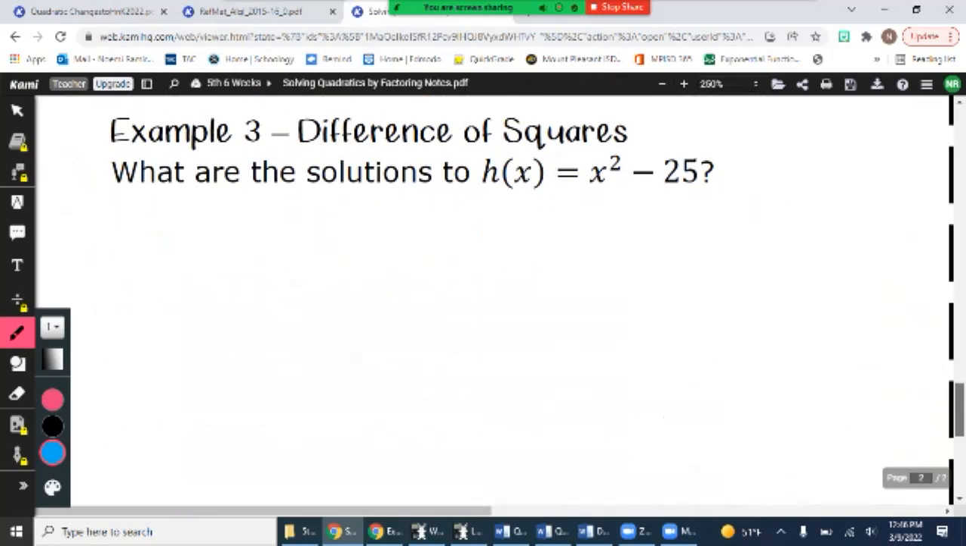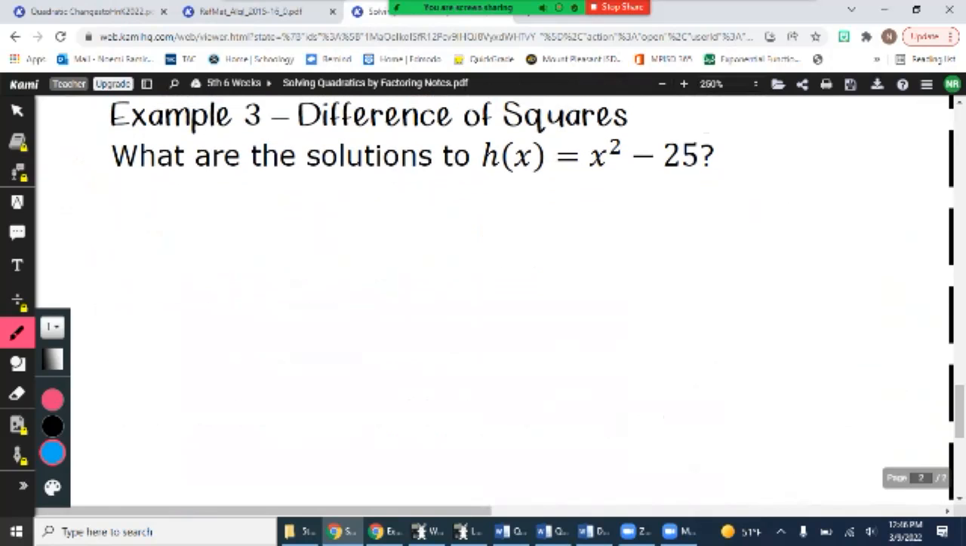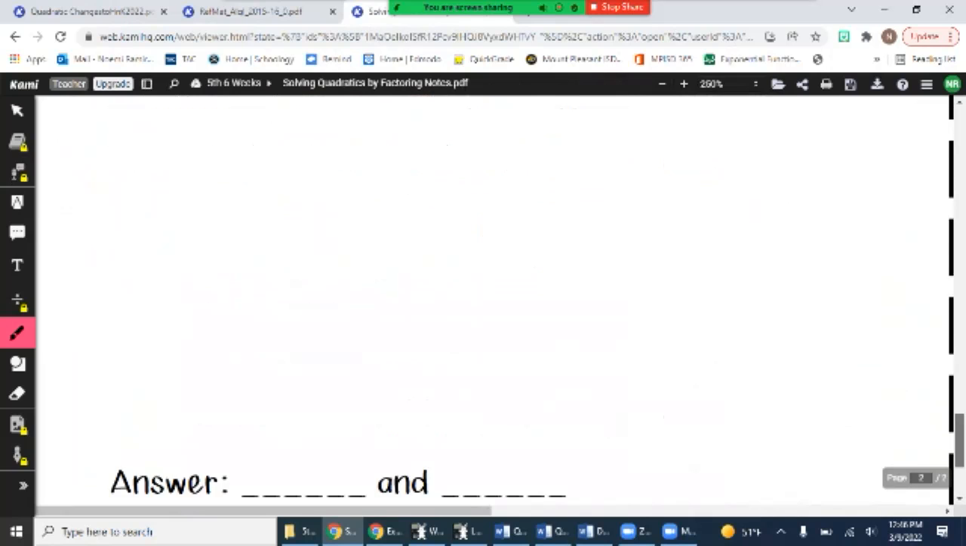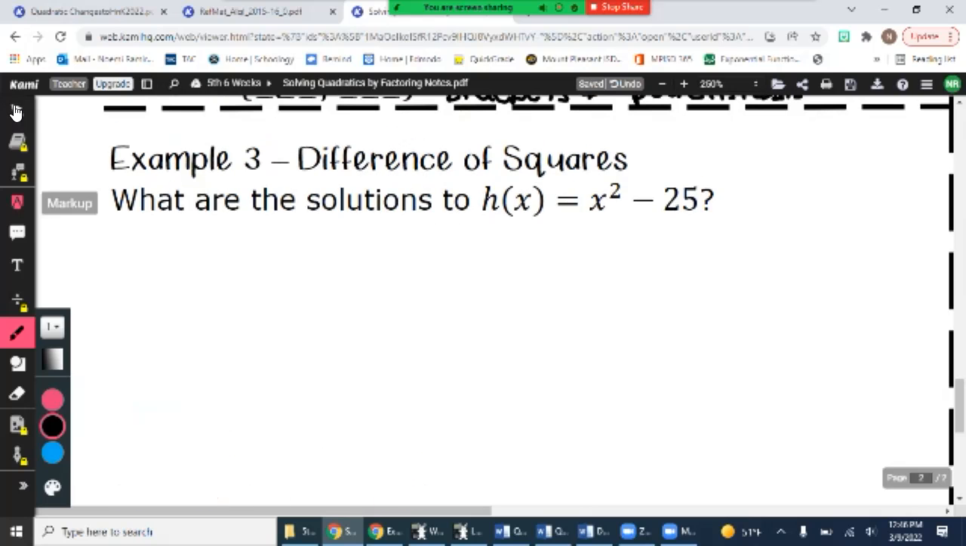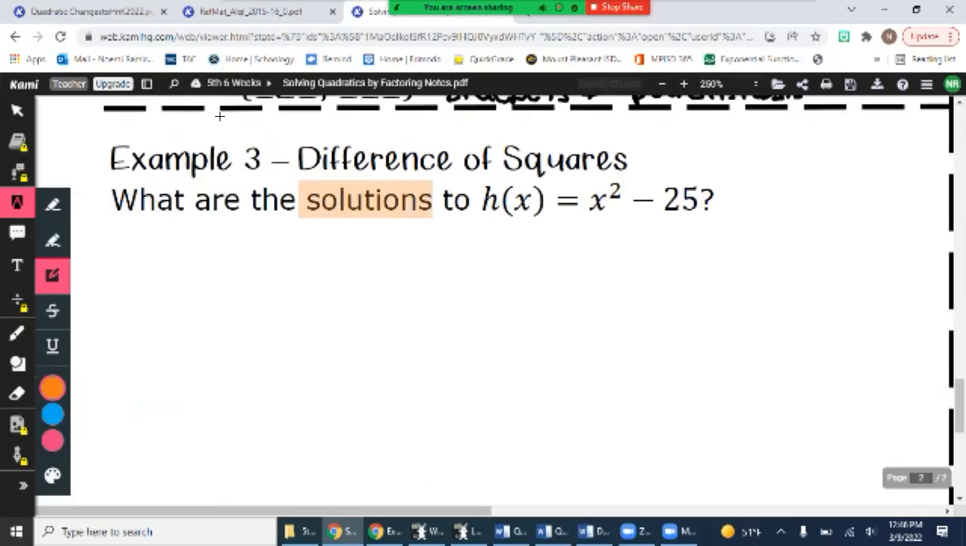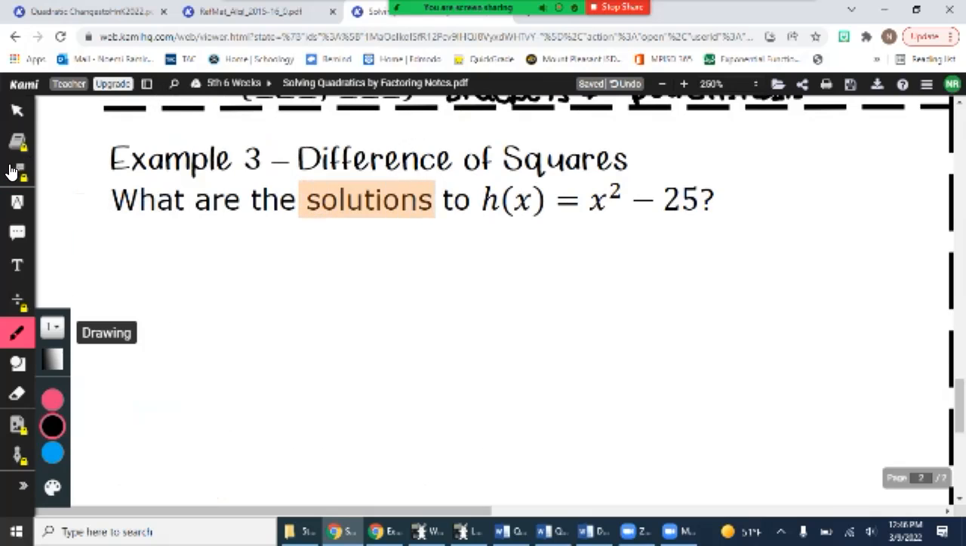Once again, quadratics is such a big thing in the STAR test. This is another way they could present the question. What are the solutions? It'll ask you x equals something, x equals something. They might only include one of them, but this one's asking, what are the solutions? Once again, solutions are your x-intercepts. They are your zeros.